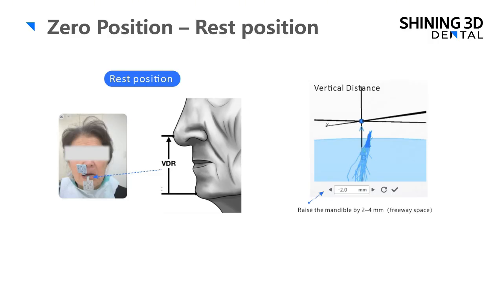During the static face scan, if we recorded the zero position at a rest position, we need to raise the mandible by 2 to 4 millimeters, which means the healthy freeway space range, because we are using only the rest position as a reference for the upper and lower jaw. So we need to lift it up by 2 to 4 millimeters to find the rough occlusal, which means the vertical dimension of occlusion distance for the upper and lower jaw.